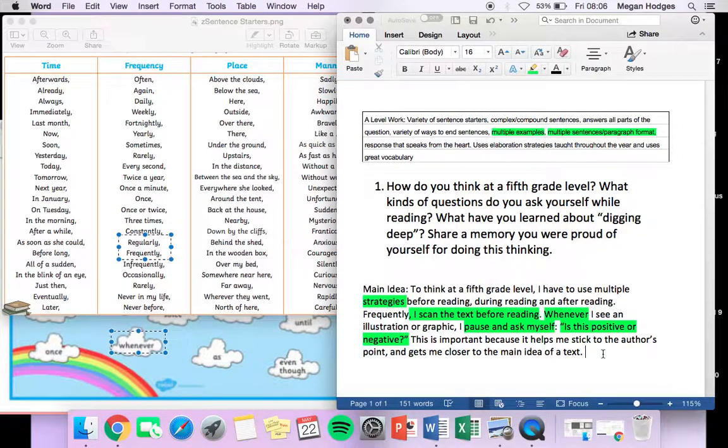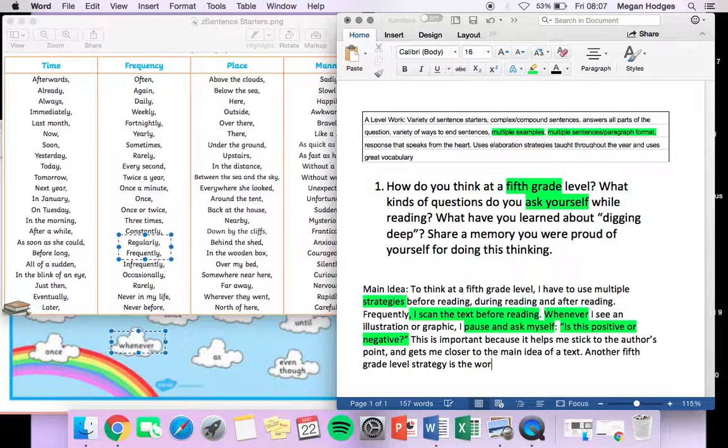So I'm going to go ahead and just use something I already know. Another 5th grade level strategy. See how I'm restating parts of the prompt or parts of the question. What questions do you ask yourself? I already did that right here. I pause and ask myself. So ask yourself, ask myself. I'm restating that.